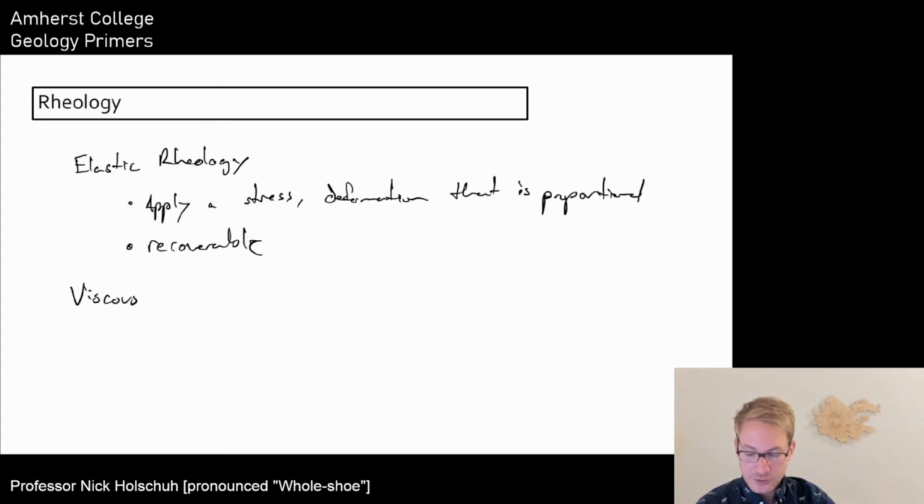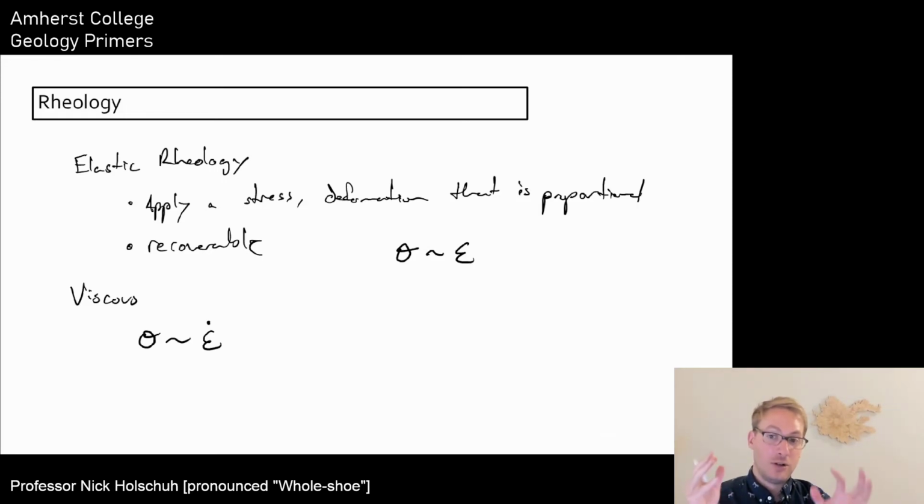So instead of stress being proportional to strain, which is the case of elastic materials, when there's an applied stress on a fluid, that leads to a deformation that continues to occur until the stress is relieved. And in fact, the stress isn't proportional to the strain, but it's proportional to the strain rate, the rate at which something deforms. Remember that the units of strain were unitless. Units of strain rate is 1 over seconds.